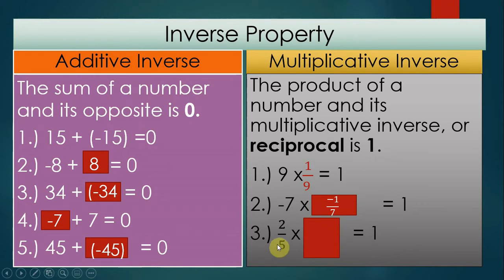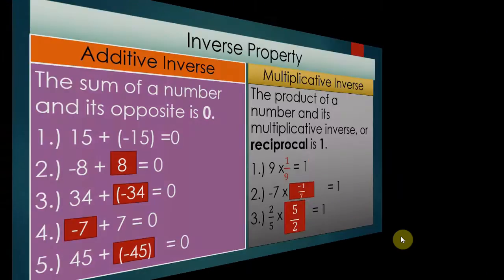Or what is the multiplicative inverse of 2/5? The multiplicative inverse of 2/5 is its reciprocal. Its reciprocal, the reverse of 2/5, is 5 over 2. So this is the multiplicative inverse or the reciprocal of 2/5. When we multiply these two, the answer is 1.